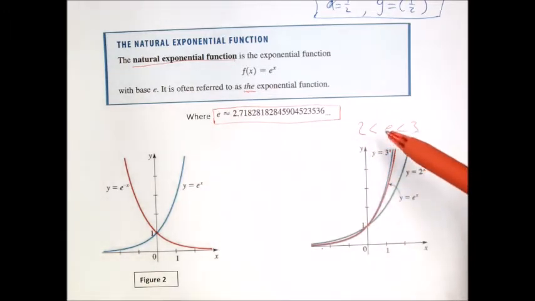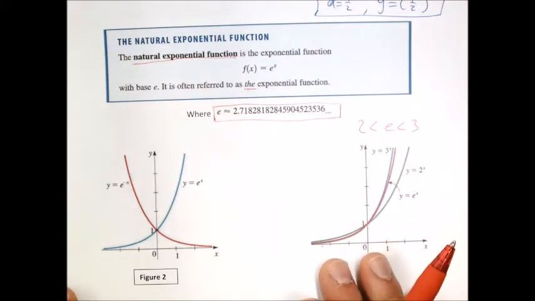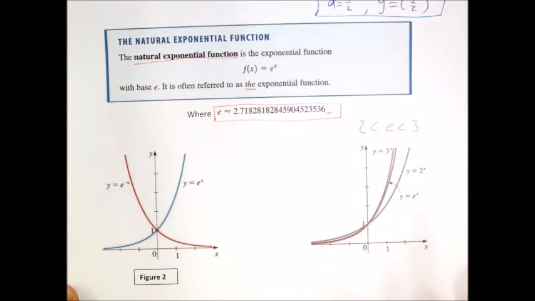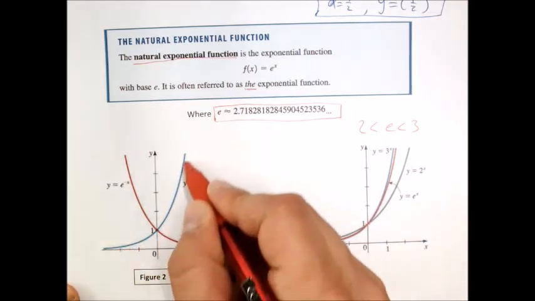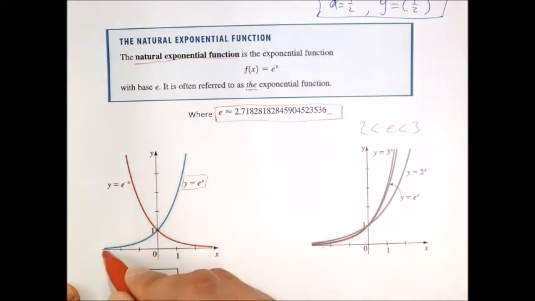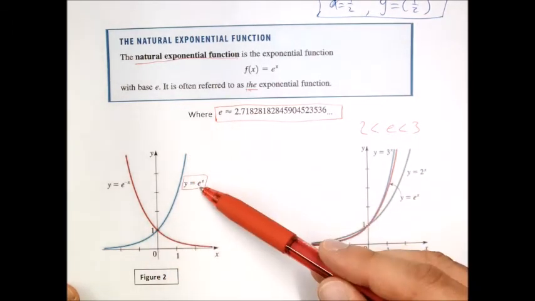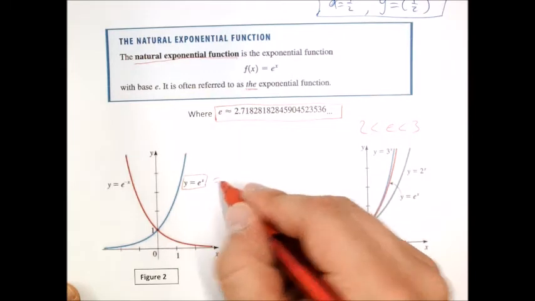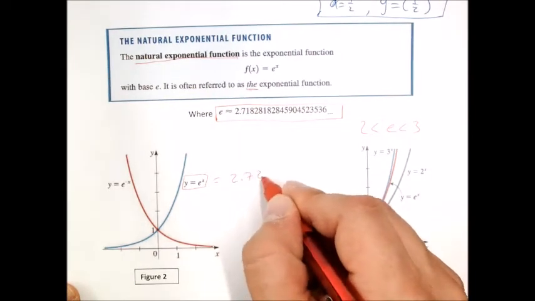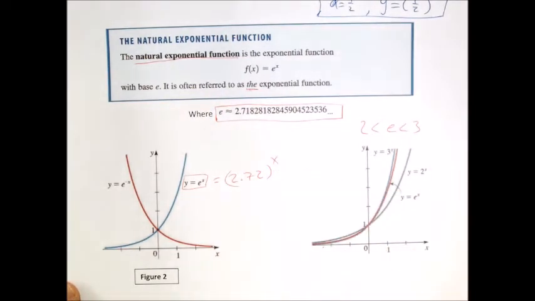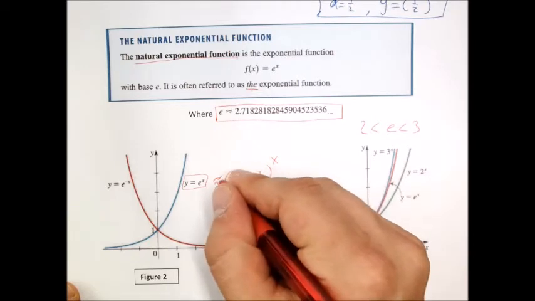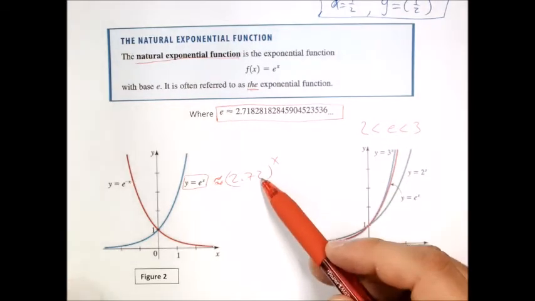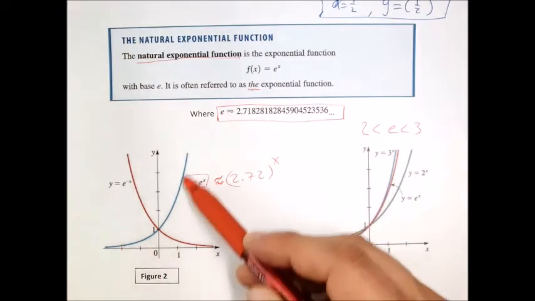So when you see e, it's not a variable. It's a number, just like pi. Since it's bigger than 1, it increases. That's what's being shown on the left here. So y equals e to the x is an increasing function because e is bigger than 1. This is like 2.72 to the x, approximately. I shouldn't write equal, I should write approximately equal to that. And so it's an increasing function.